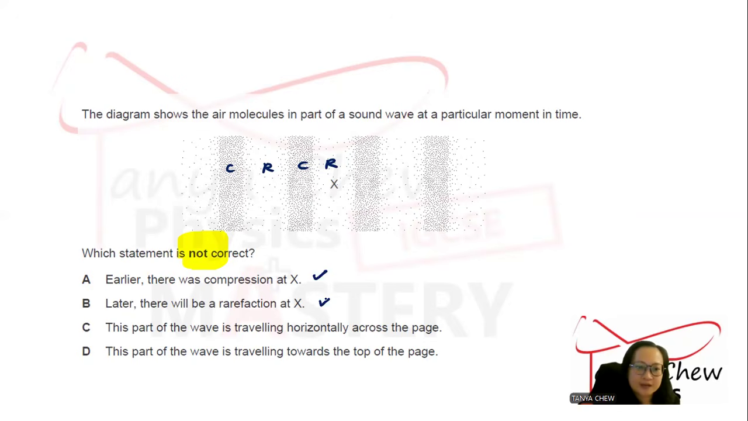It doesn't matter. Next, the part of the wave is traveling horizontally across the page, which is true because for a sound wave, which is a longitudinal wave, the vibration must occur parallel to the direction of the transfer of the energy of the wave. Yes. D, the part of the wave is traveling towards the top of the page, going outwards. That is not true. So the not correct one is D. Remember.